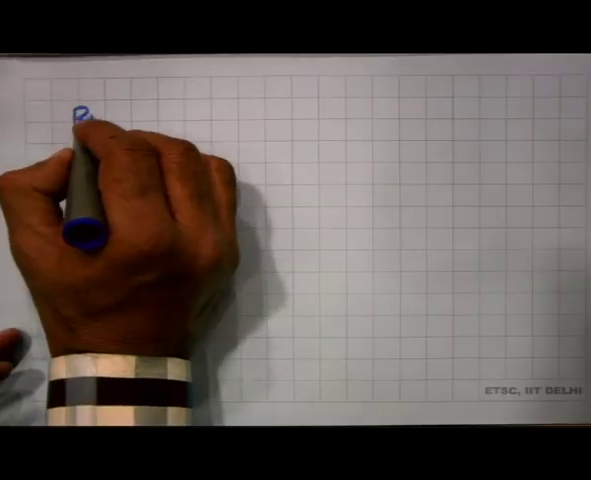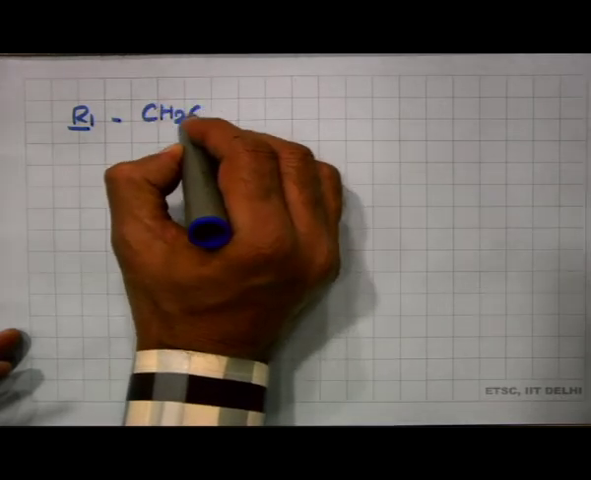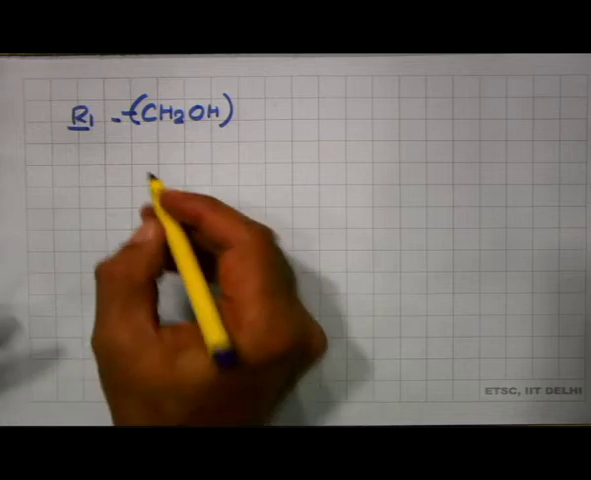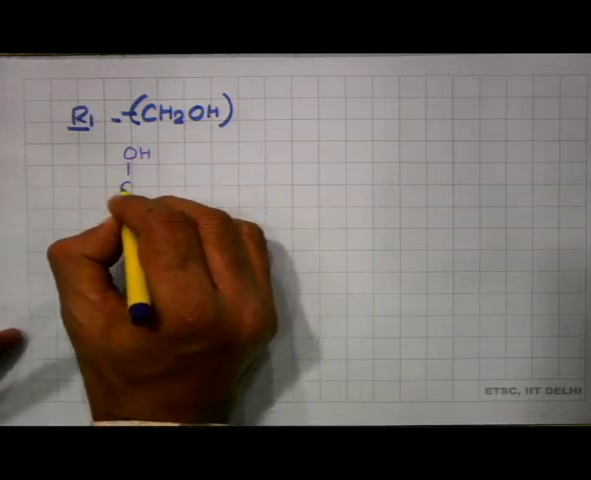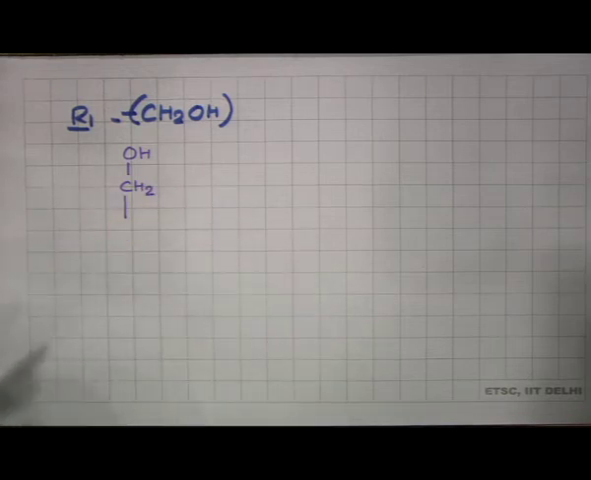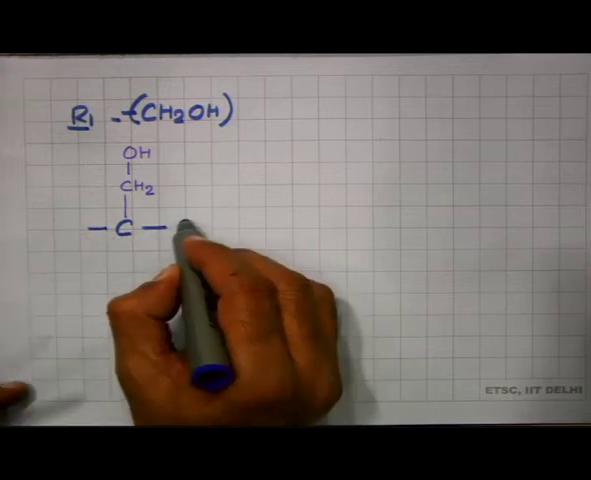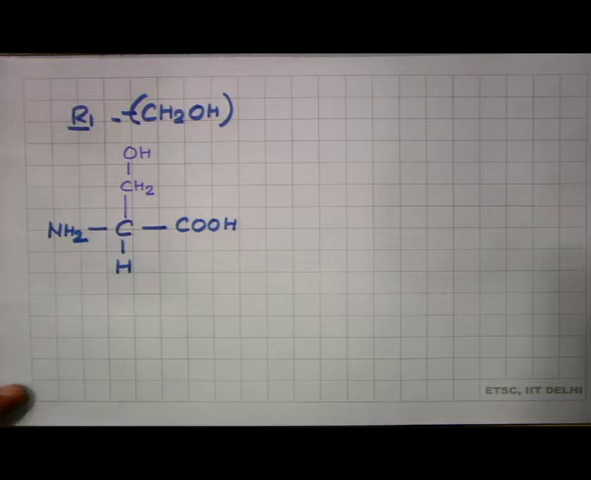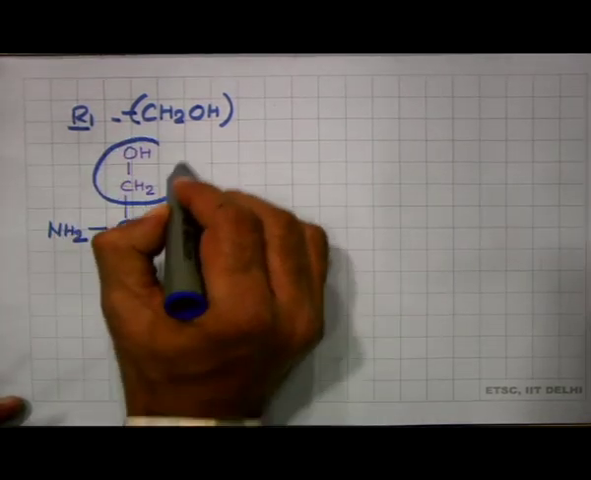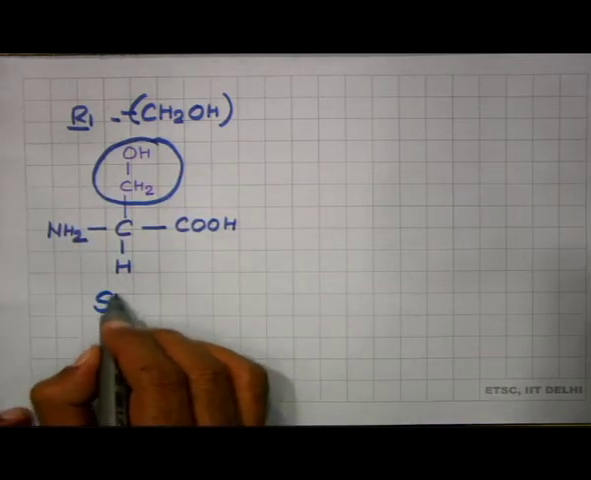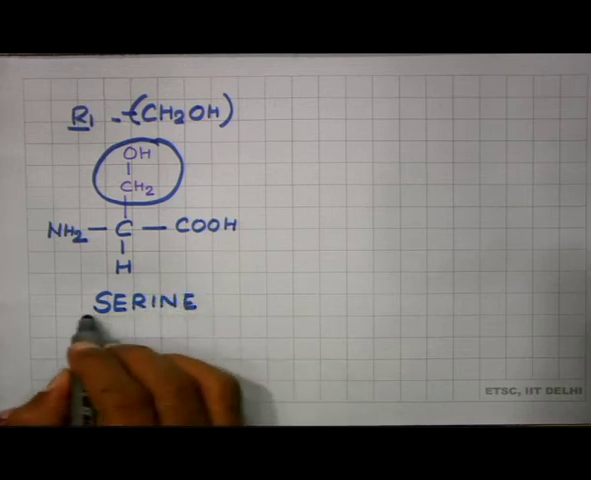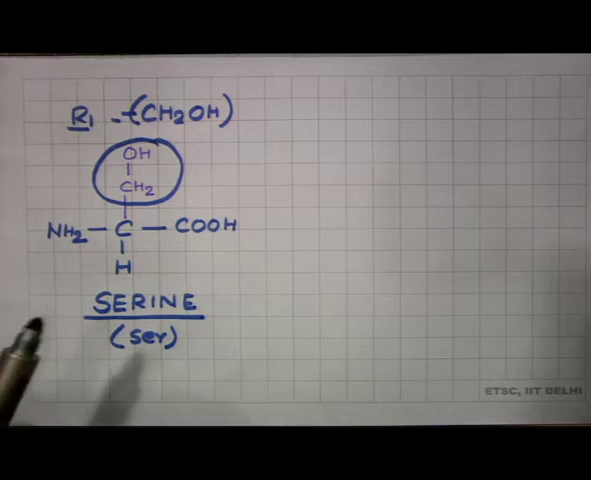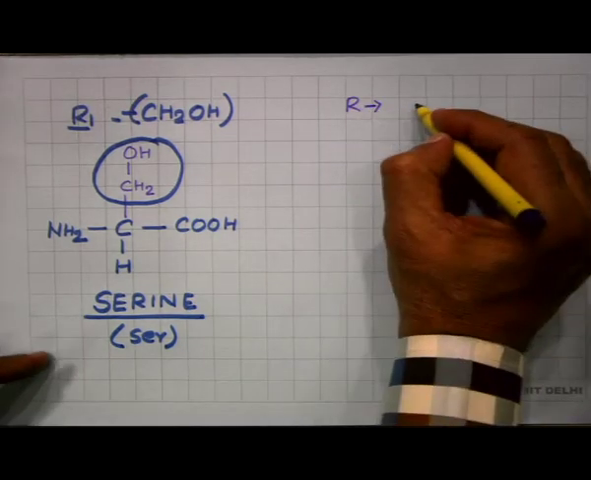Now, see another amino acid structure. If R1 is substituted by CH2OH, it means alcoholic group, then what happens? The OH, CH2, this one is the basic structure: COOH, here H, here NH2. So, if this R1 is replaced by CH2OH, then the amino acid is called serine, and its abbreviation is SER.